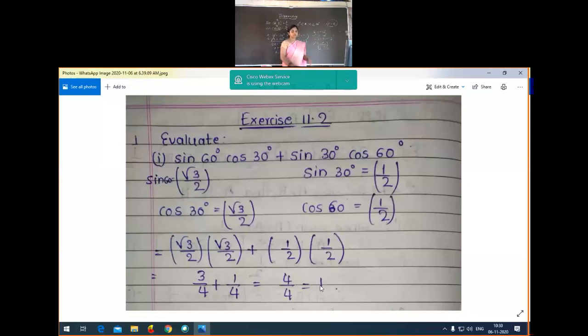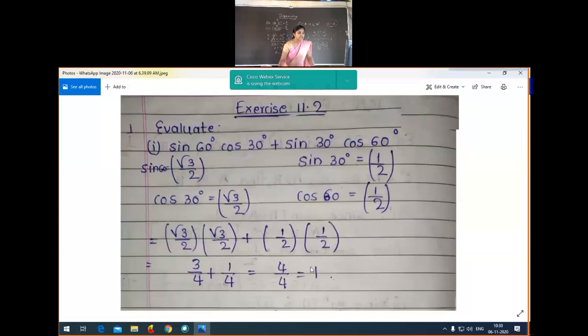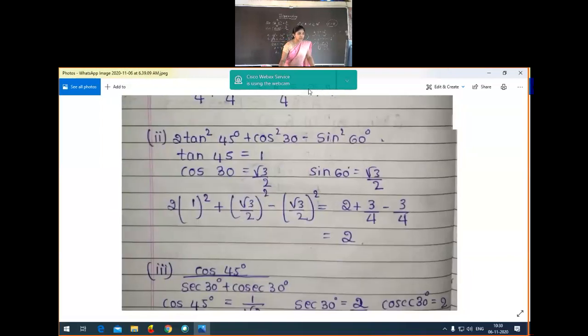Very simple question. Okay, so first main question actually has total 5 sub questions, and that one question is over. Evaluate. Got the idea of this problem, students? Yes, we'll go to second question now.